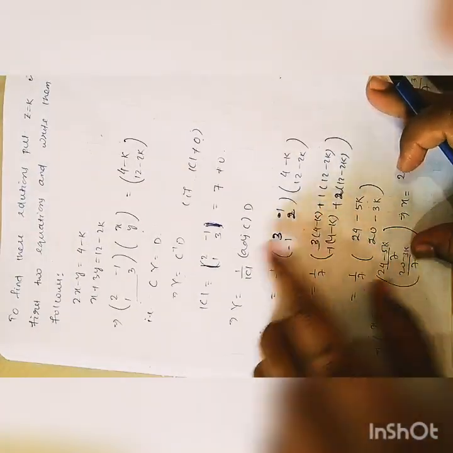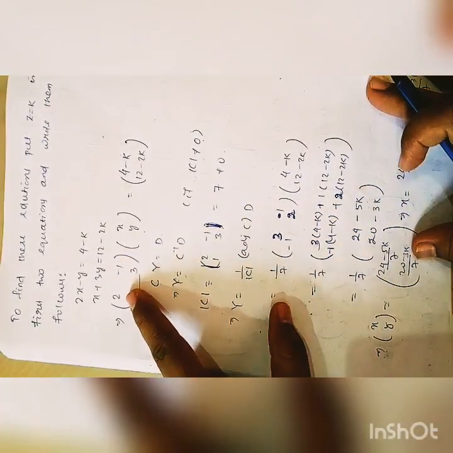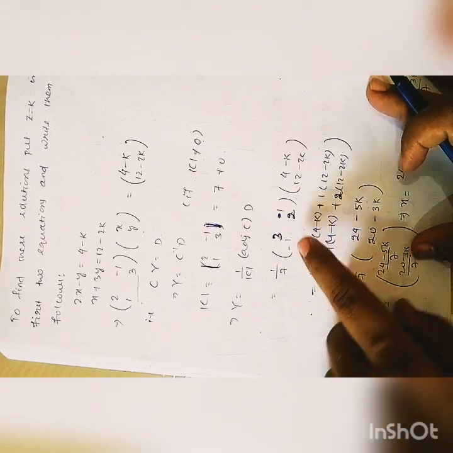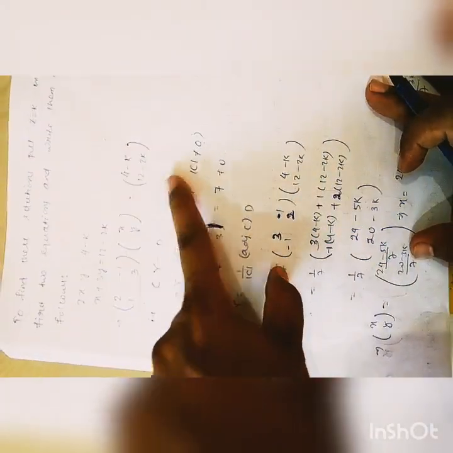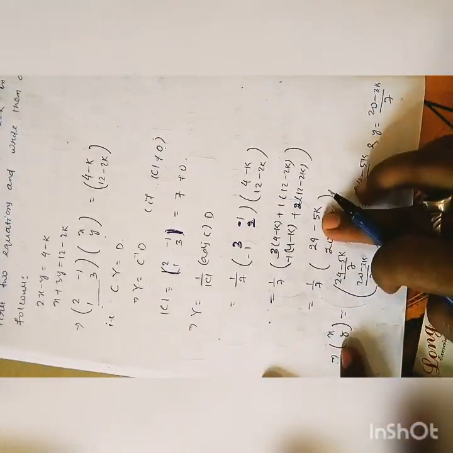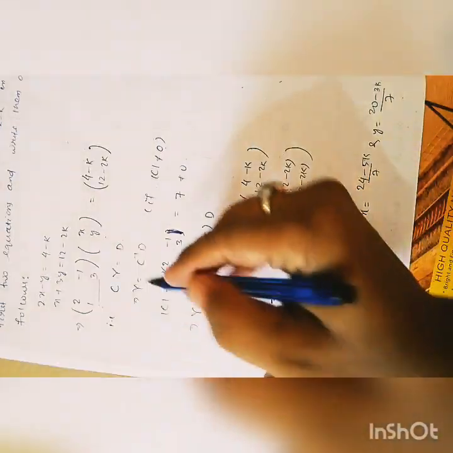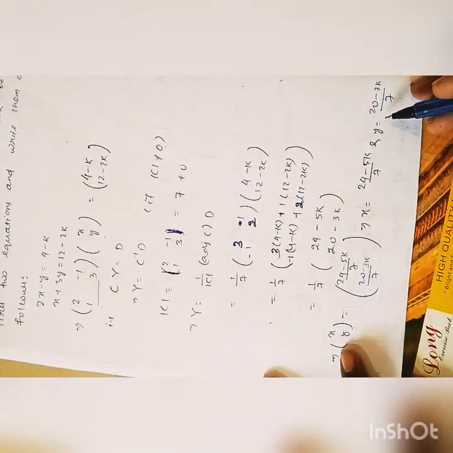Now for the adjoint of C, we have to interchange the diagonal elements and put a negative sign on the off-diagonal elements. That is, the adjoint of C is this, into D, the constant matrix. The constant matrix is [4 minus k; 12 minus 2k]. Now multiplying these two matrices we get this. As we represent Y as the column matrix of x and y, x equals this and y equals this.